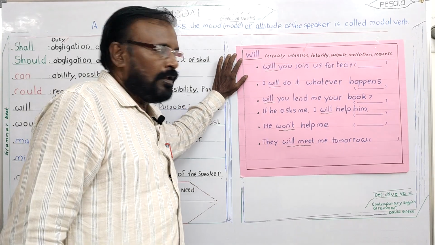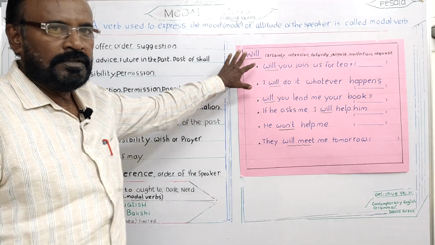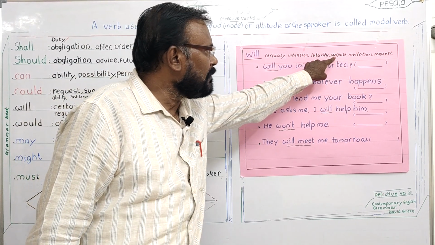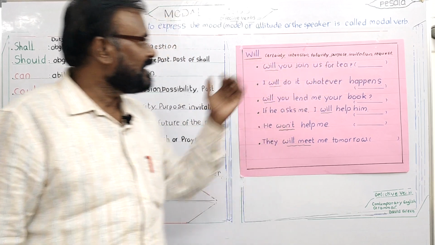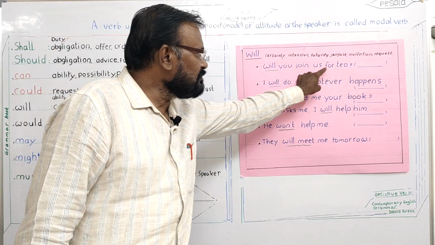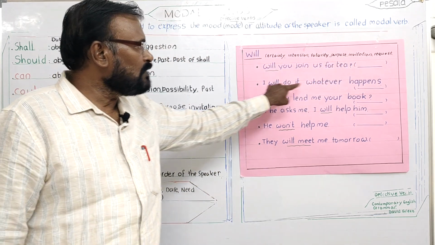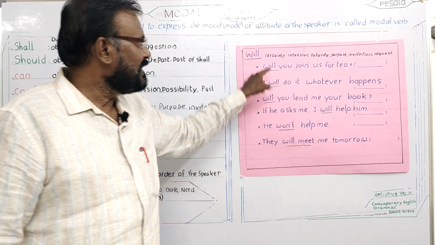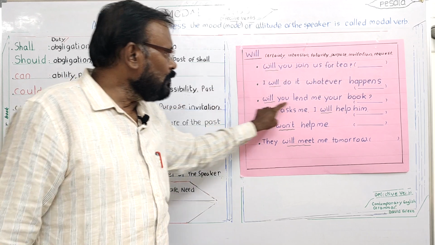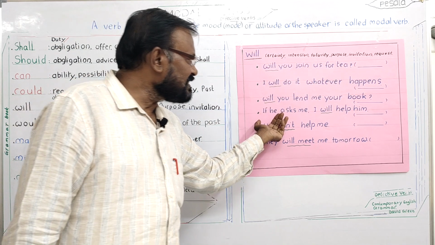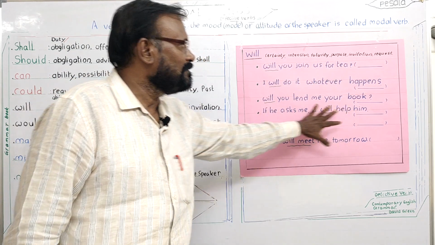Will. Will is used for certainty, intention, futurity, purpose, invitation, and request. Will you join us for a tea? For tea, it is a request. I will do it whatever happens. It's a certainty. Will you lend me your book? It's a request.